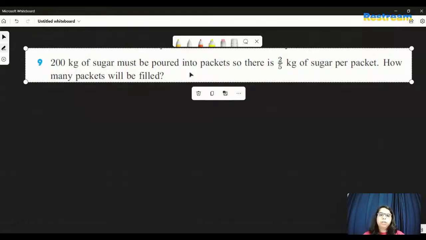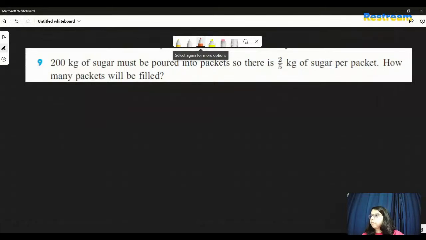200 kg of sugar must be poured into packets. So there is 2/5 kg of sugar per packet. How many packets will be filled? So again, we have 200 kg of sugar, and each packet has 2 by 5 kg of sugar. Okay, per packet. We have to underline this. How many packets will be filled?